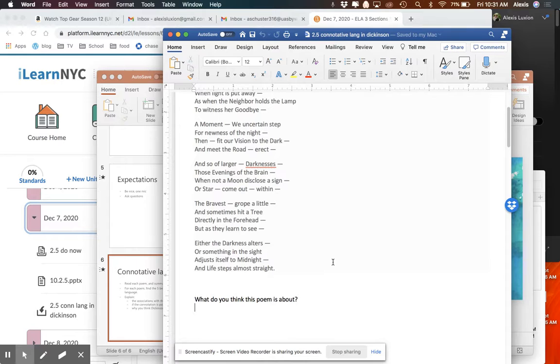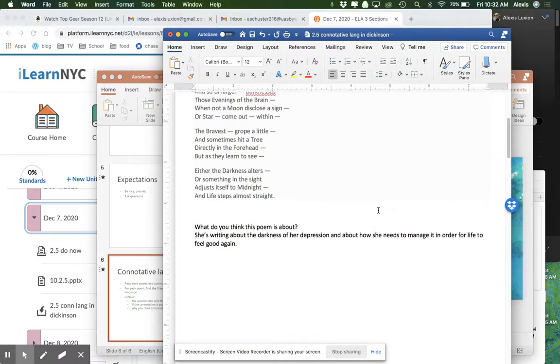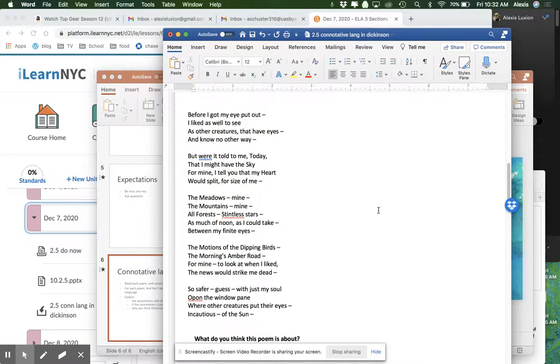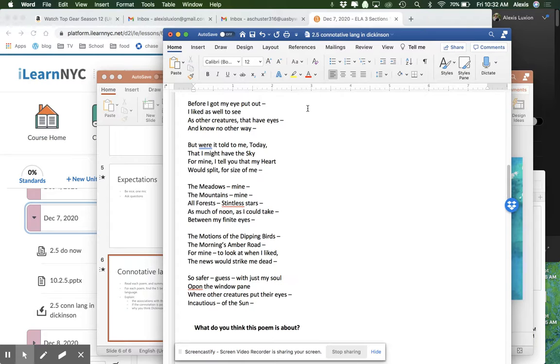So I'm going to put here, she's writing about the darkness of her depression and about how she needs to manage it in order to feel good again. Okay. So if you have something else, that's okay. But this is really what she's writing about with this one. All right, so let's move on to our second one, which is called Before I Got My Eye Put Out.